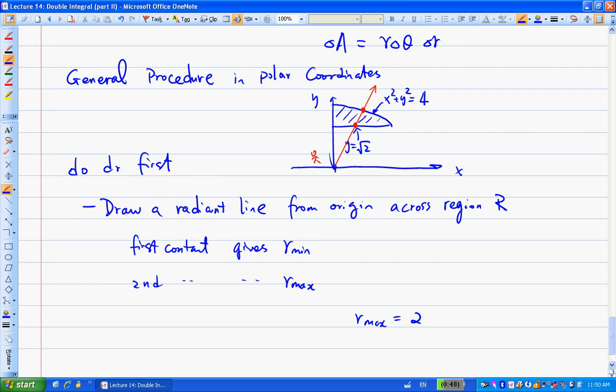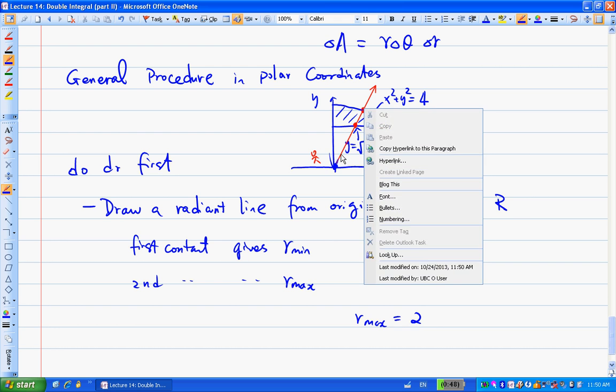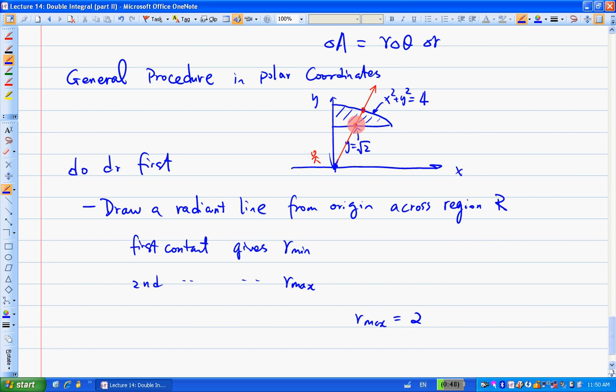Then back to r min. Always remember, r max is the distance from the origin to the second contact. And r min is the distance from the origin to the first contact point. So r min equals the distance from the origin to the first contact.